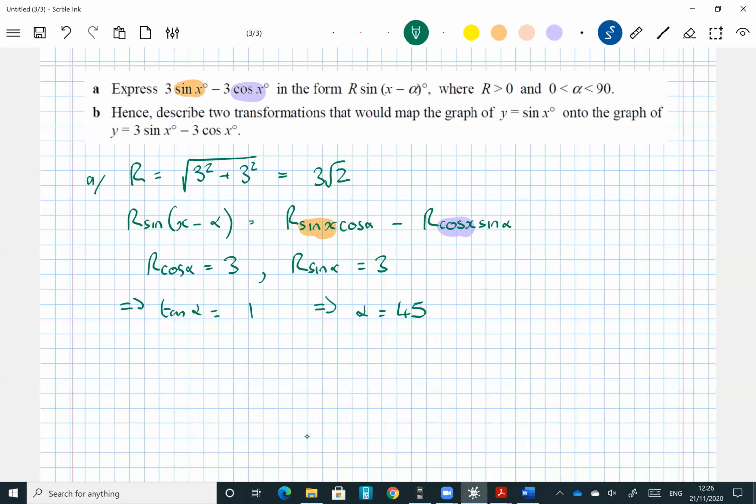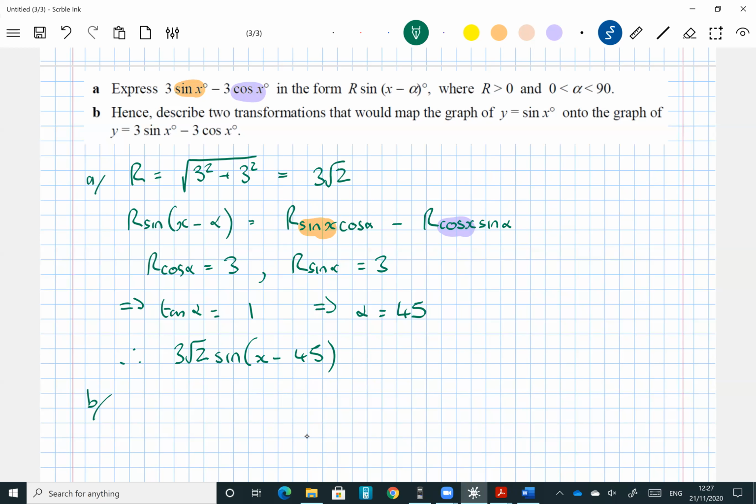So now we've got everything we need. So it's 3 root 2. And what we expanded was sine of x minus alpha. So sine of x take 45. And that's part 1 done.